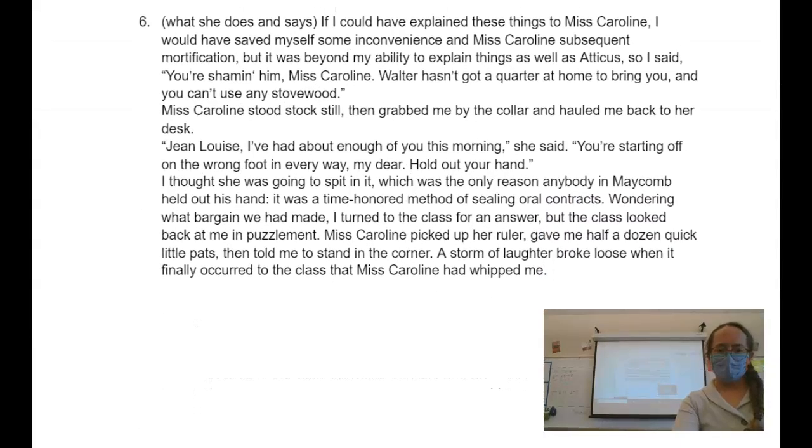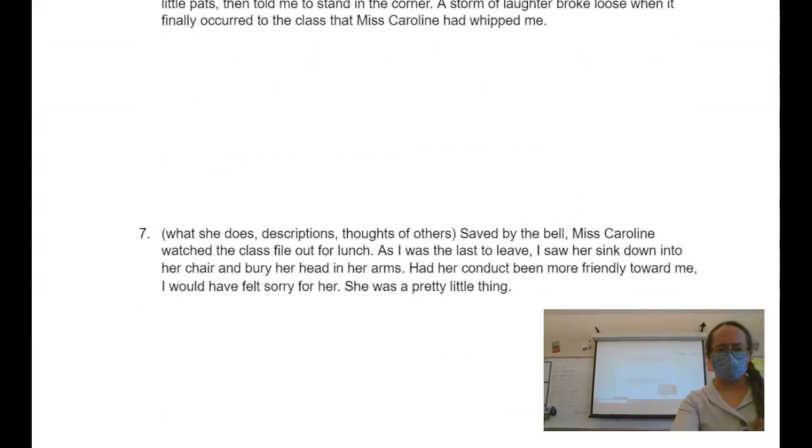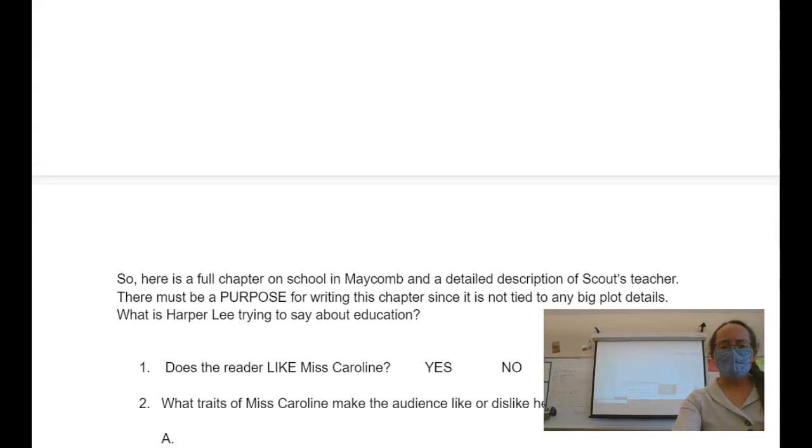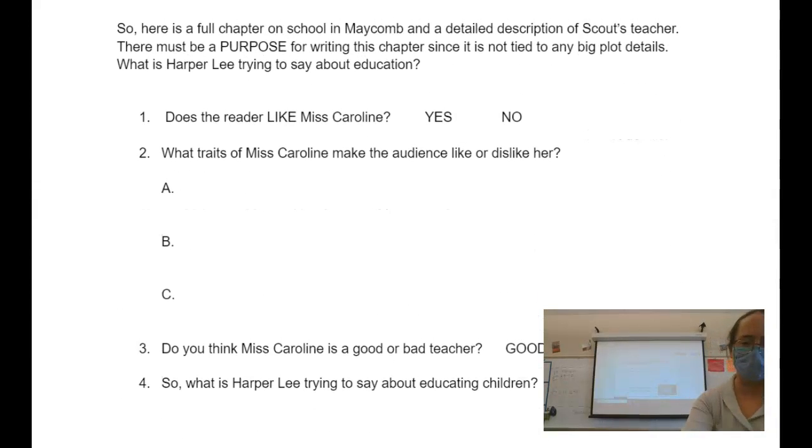All right. Now, there's another one right here. We're going to skip down to the bottom here just because we need to move on to our next chapter. So it says, here is a full chapter on school in Maycomb and a detailed description of Scout's teacher. There must be a purpose for writing this chapter since it's not tied to any big plot details. What is Harper Lee trying to say about education?